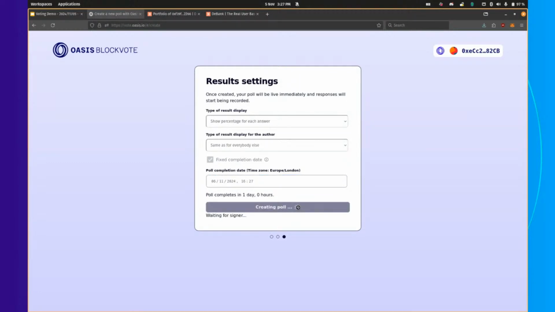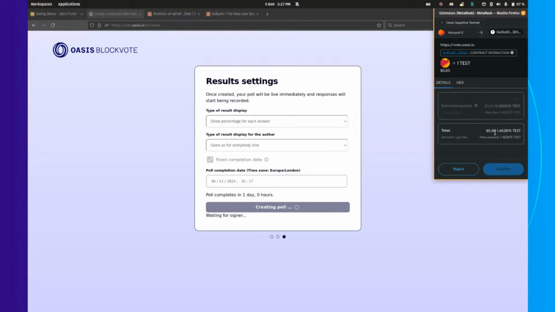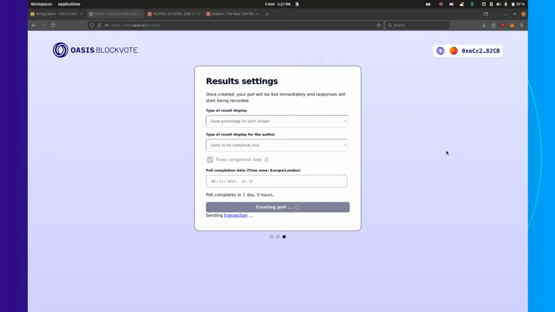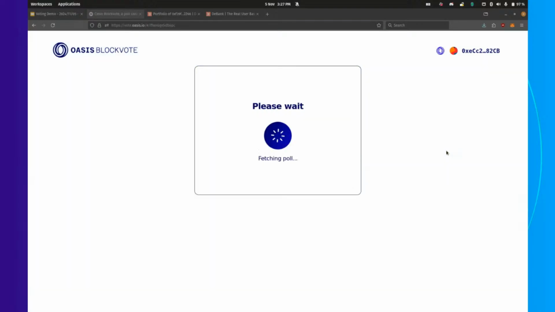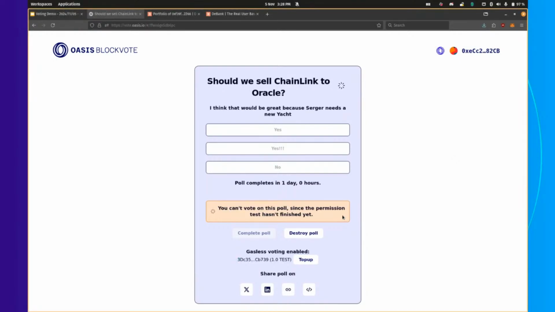So you create the poll. And this is where I pray to the demo gods and hope everything works. There we go. And my MetaMask has popped up, so I'm going to go create the poll there. The problem is here, I'm creating a poll that I can't vote on. So I don't have any LINK tokens in the account in this browser. And of course, it does take about 5 or 6 seconds for the poll to create, but there we go, it's been created. And see, I can't vote on this because I don't have the right permissions.